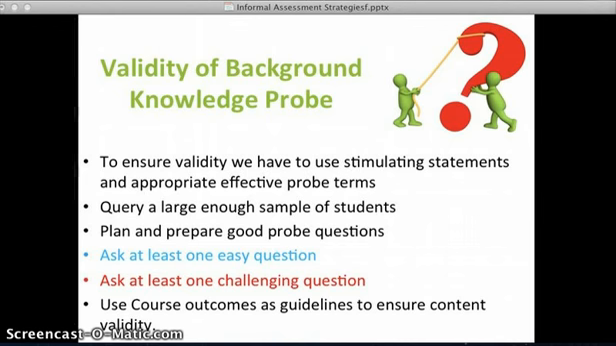For example, in the hepatitis example, I have kept one very easy question, like why should we scan the liver? If anyone knows it is a disease of hepatitis, it is obvious. It's a very simple answer. But I have also picked a very challenging question, why hepatitis A is going to spread faster than hepatitis B and C. And if we use the course outcome as a guideline, it definitely ensures our content validity.